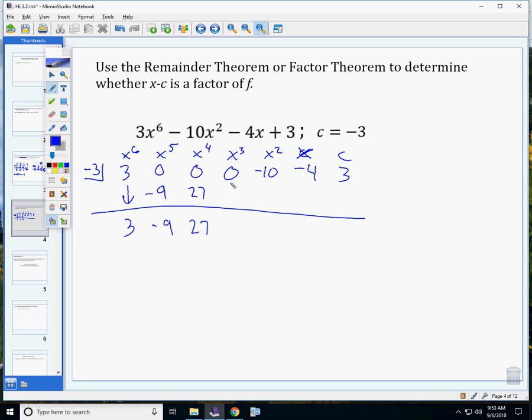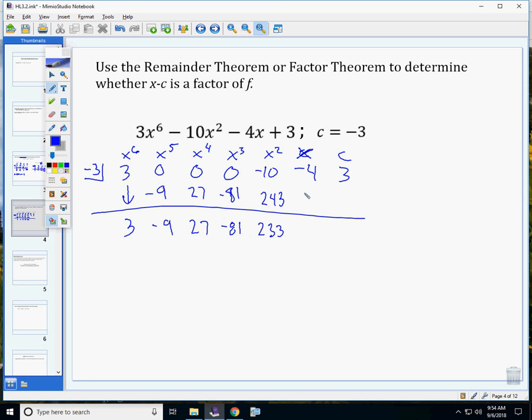Negative 3 times 27 is negative 81. Add those together, you get negative 81. Negative 3 times negative 81 is 243. Add these together, you get 233. At this point, can you see that this will not equal 0? So therefore, it will not be a factor of f. This number is just getting larger and larger.